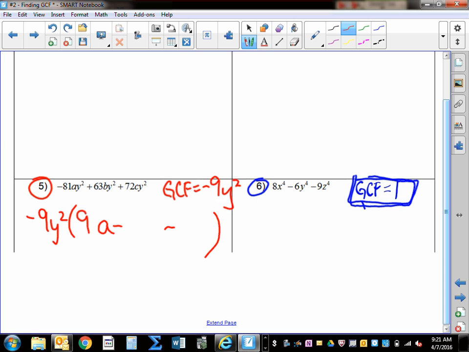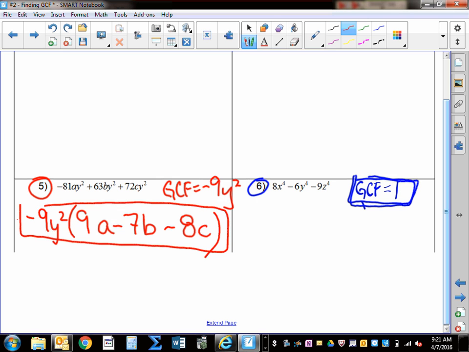Okay, 63 divided by 9. 7. What'd you say? 7b. Good, because my y squared I already took out. Alright, what about my last term? 72 divided by 9? 8. And what else is left? C, because I already took out the y squared. Good, and that's your final answer there. Alright, questions on that? Okay.